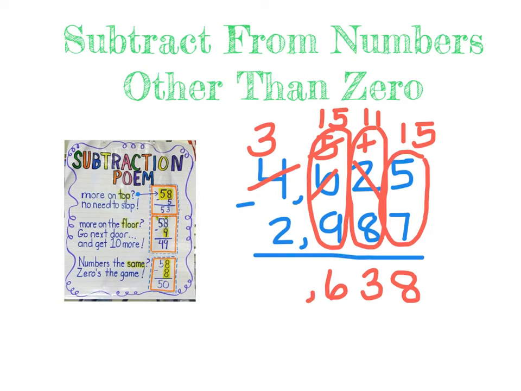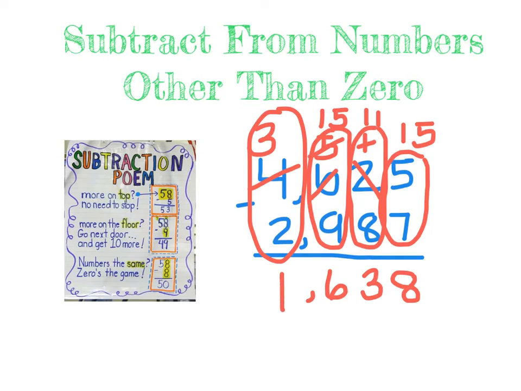And now I'm in my thousands place. So I'm going to circle my thousands place because that's all I'm focusing on right now. I'm going to ask myself, is there more on top or more on the floor? Since there's more on top, there's no need to stop. I can go ahead and subtract. And 3 minus 2 equals 1.